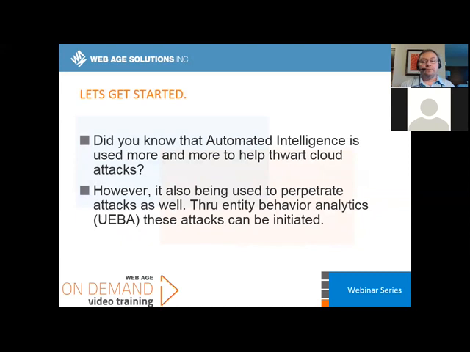Now, when it comes to automated intelligence, this is actually a good way to help thwart attacks, but it's also a great way to have hacks happen to you because it could be used against your organization. There's some specific technology analytics called UEBA. And basically, this is a way you could initiate attacks.